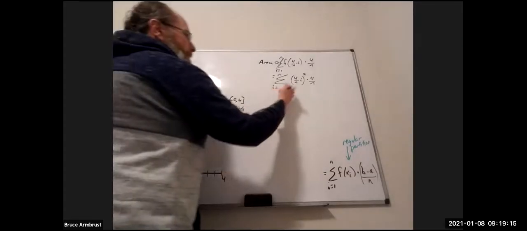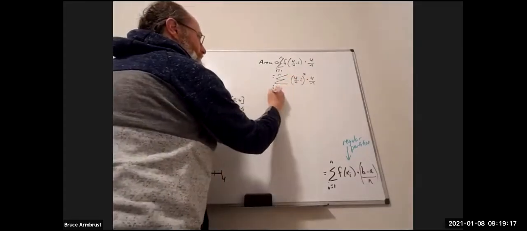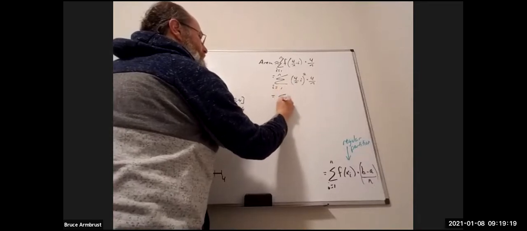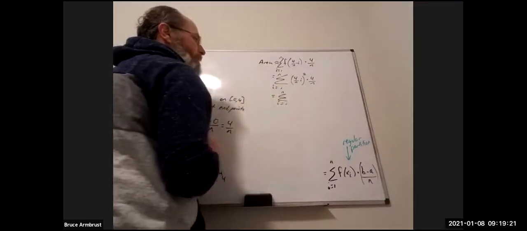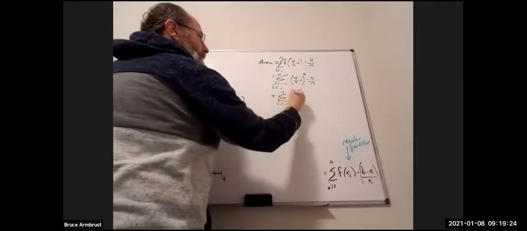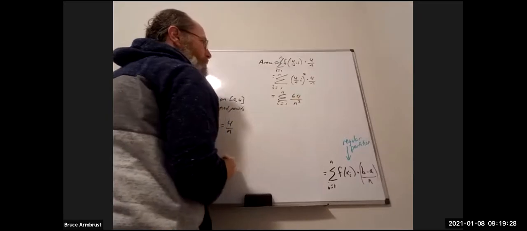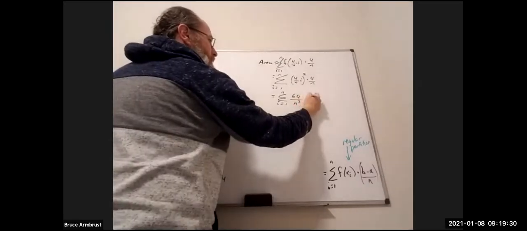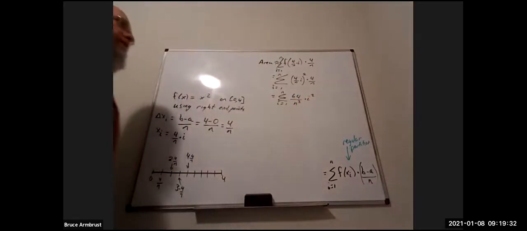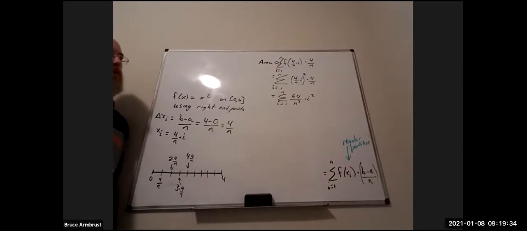All right, well, if I multiply through, distribute kind of stuff, I'm going to get the sum from i = 1 to n of 64 over n cubed times i squared. So squaring the 4 over n gives me 16 over n squared, times another 4 over n gives me 64 over n cubed.